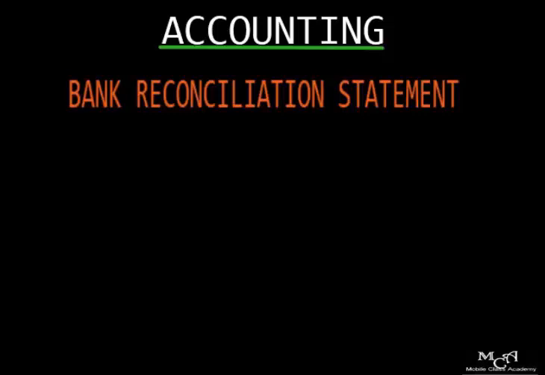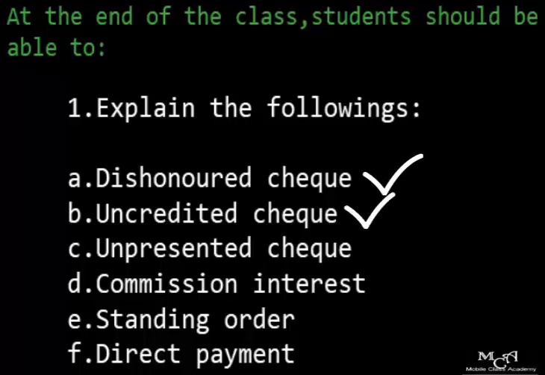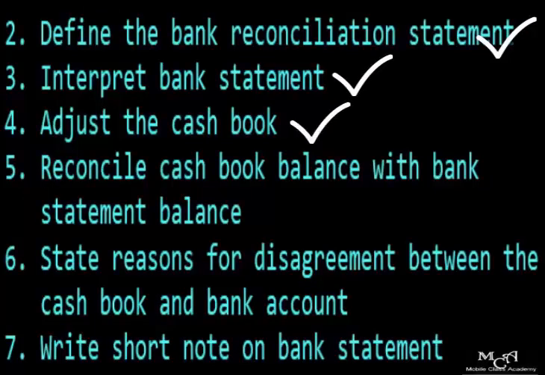Performance objectives. At the end of this class, students should be able to explain the following: 1. Dishonored check, uncredited check, unpresented check, commission, interests, standing order, and direct payments. 2. Define bank reconciliation statement. 3. Interpret bank statement. 4. Adjust the cash book.